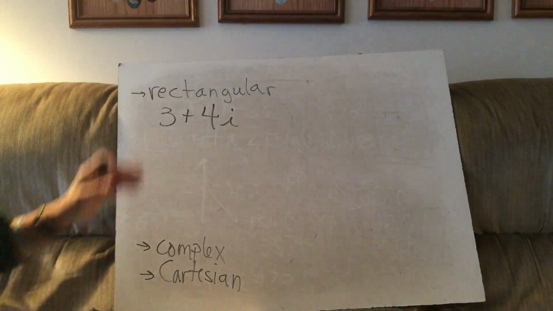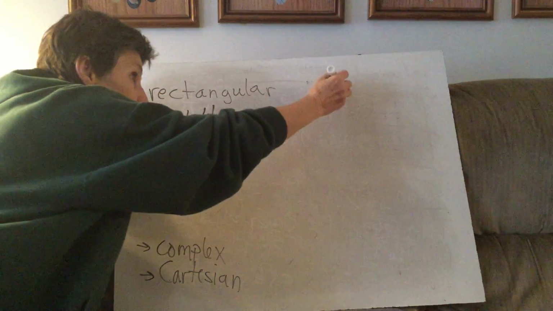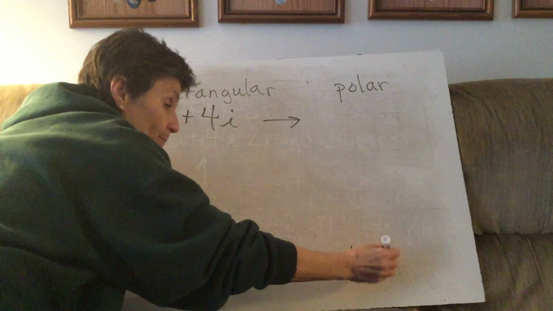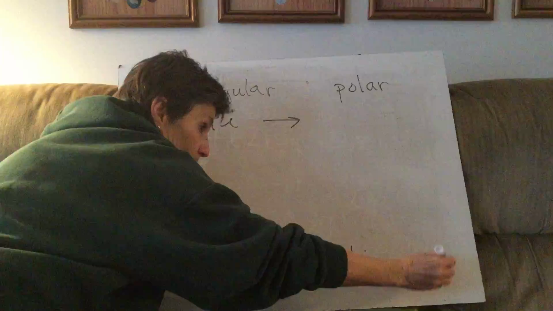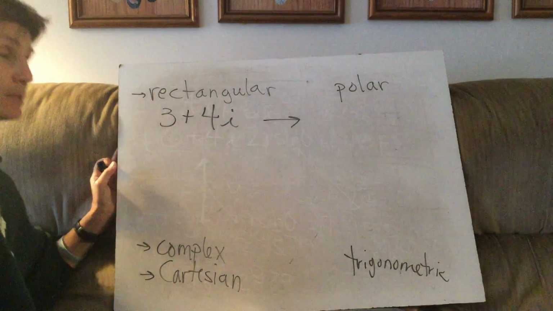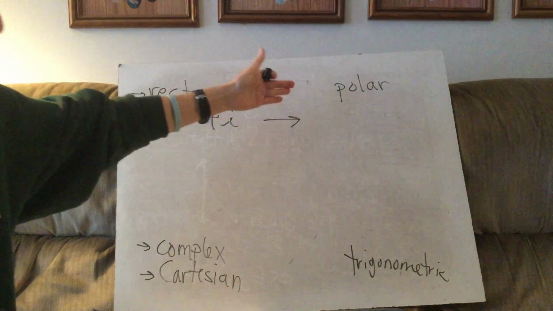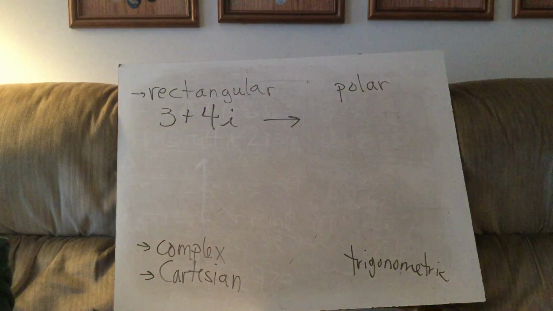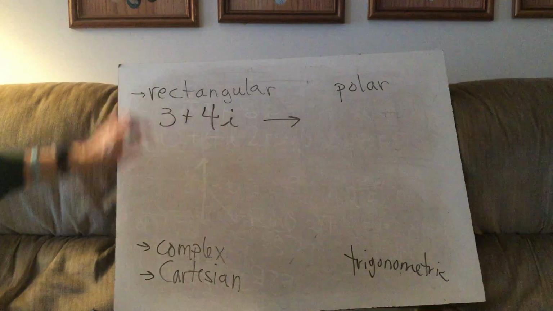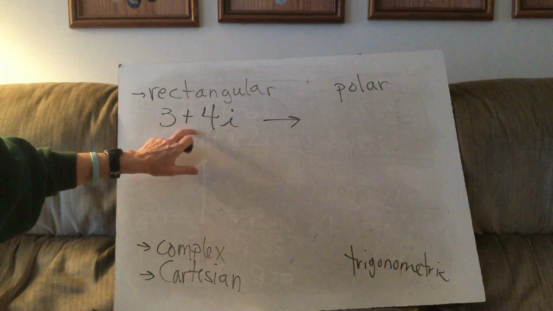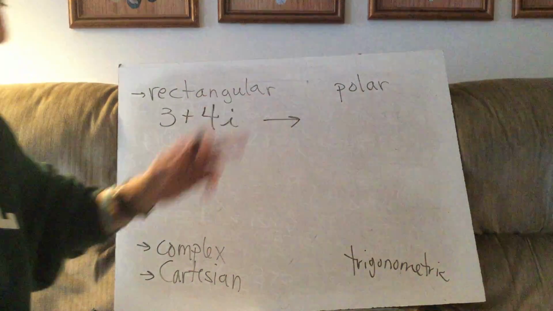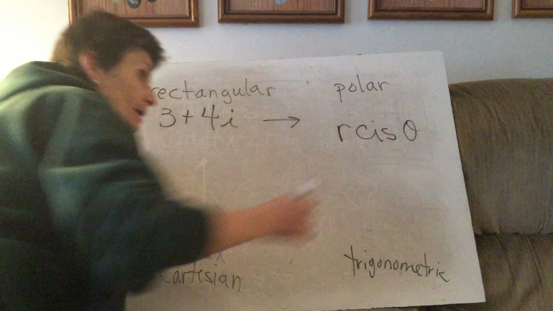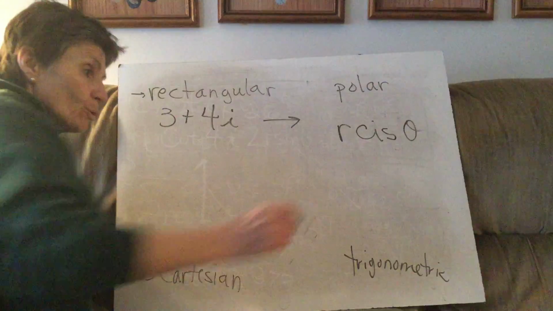Now we're going to change it into polar form, which is also called trigonometric form. So again, the directions might say change to polar form, or change to trigonometric form. The answer is the same thing. All 3 of these mean the same thing, and both of those mean the same thing. And that is r cis theta. That is called polar or trigonometric form.